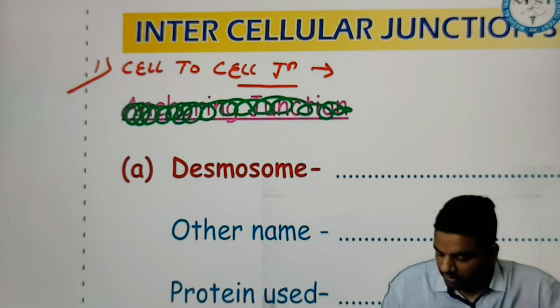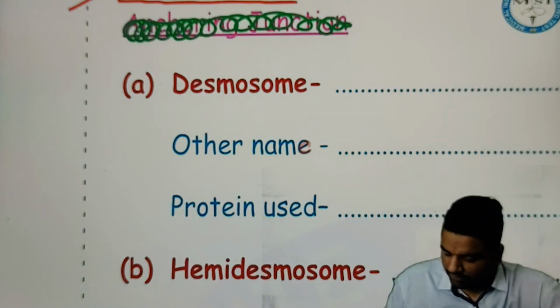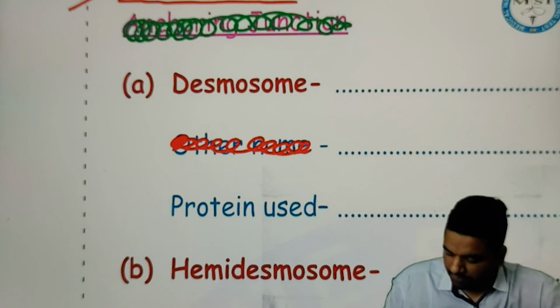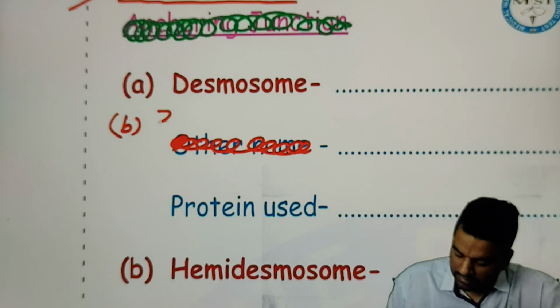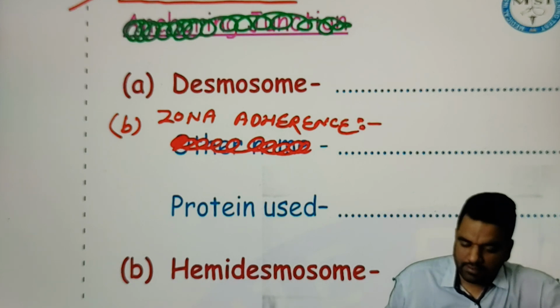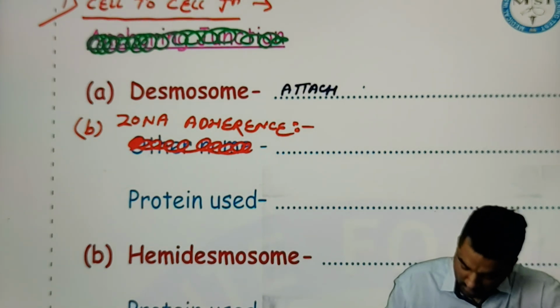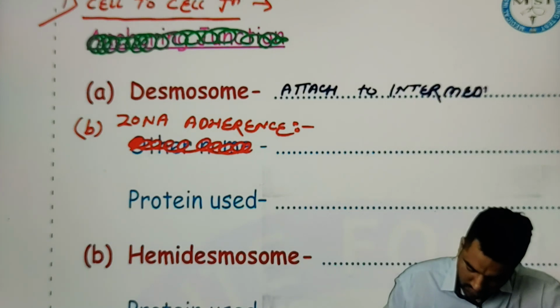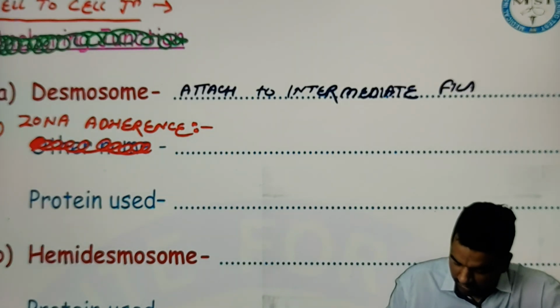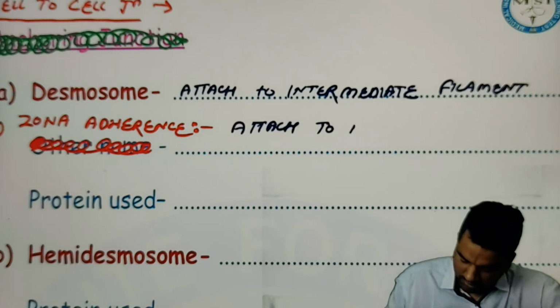Cell to cell junction. Cell to cell means one cell is attaching to another cell. So cell to cell junction, and there are two types. One is desmosome, and another one is zonula adherens. This desmosome and zonula adherens. Desmosome attached to intermediate filament, and zonula adherens attached to actin.